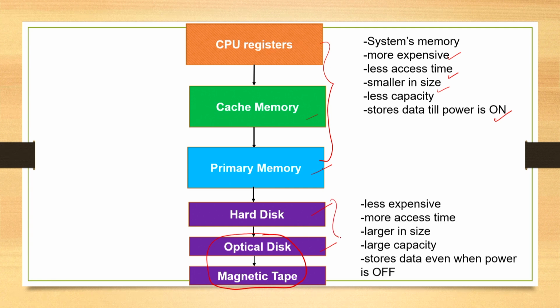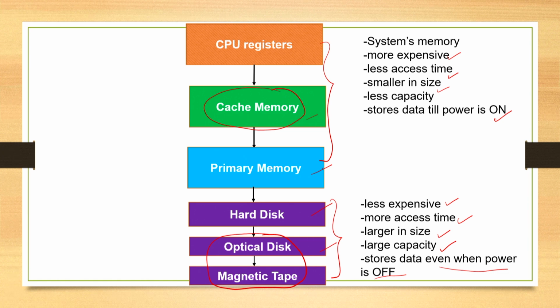Then the secondary memory, the hard disk, optical disk and magnetic tape, which are at level 3 and level 4. These are less expensive as compared to the memories at level 0, 1 and 2. They have a more access time, are larger in size, and because of that they have a large capacity to store the data. Another difference is that they store the data even when power is off.